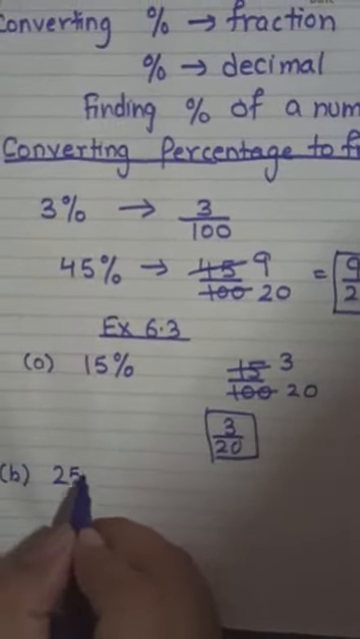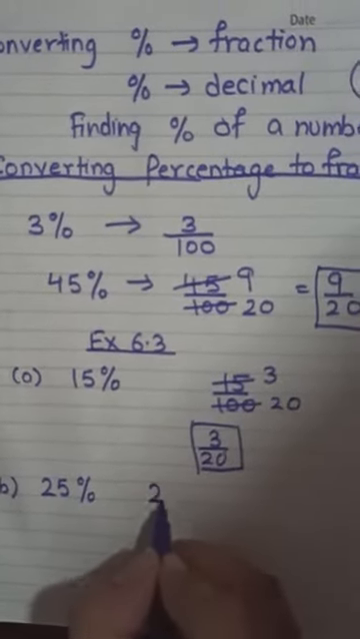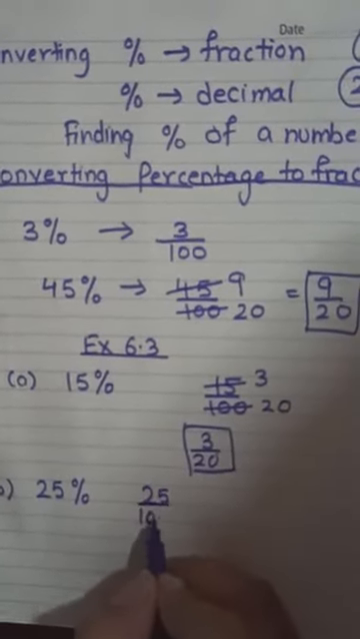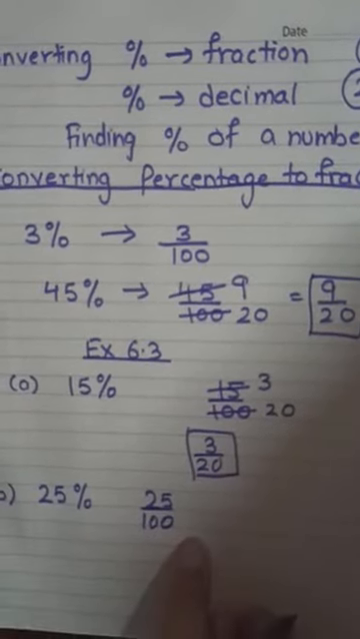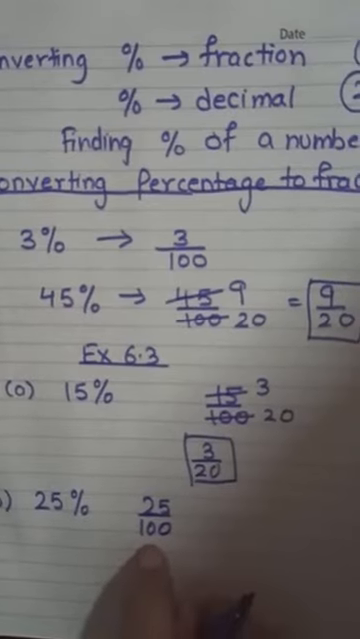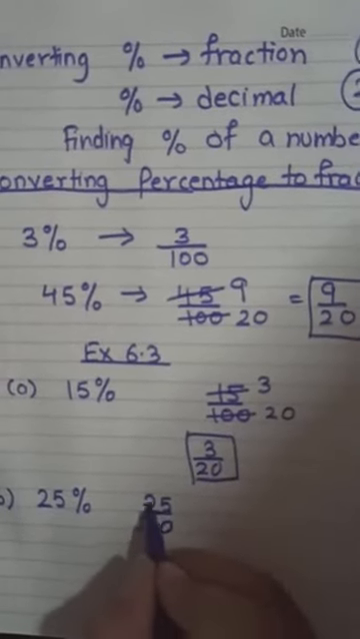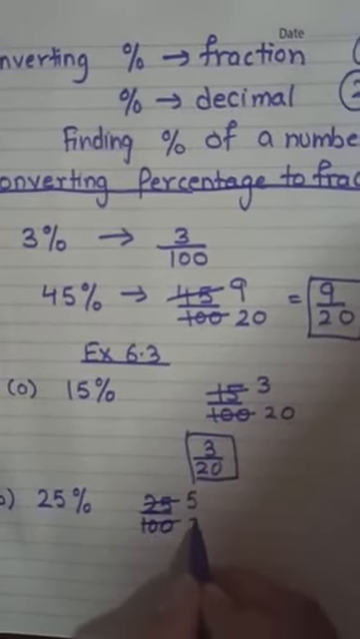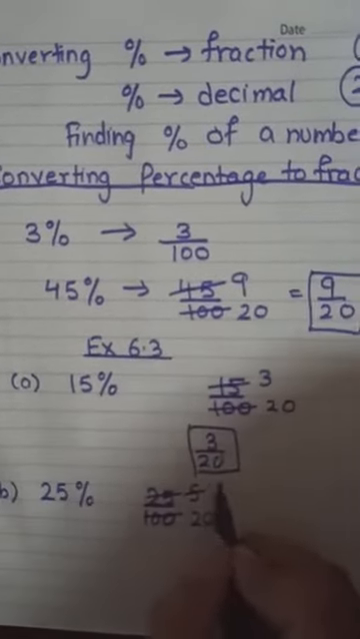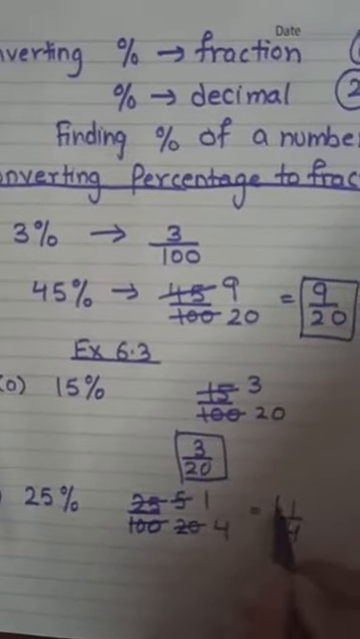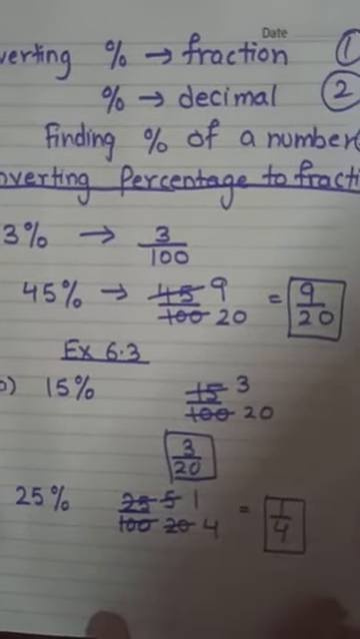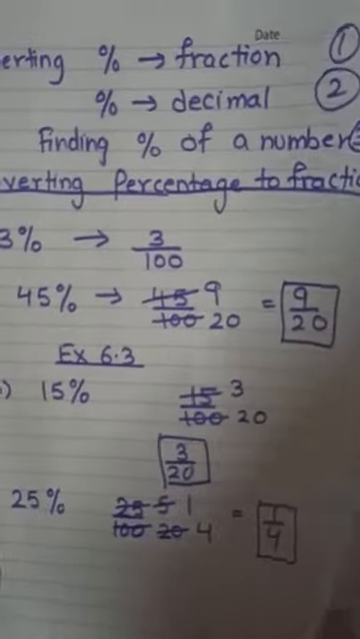Look at this B part. I have got 25%. This means it is 25 by 100. That means for converting a percentage to fraction, we divide by 100. So now doing the cutting, 5 5s are 25, 5 20s are 100, 5 1s are 5, 5 4s are 20, and we get the fraction 1 by 4. Let's move on to D part. C part is indeed very easy.